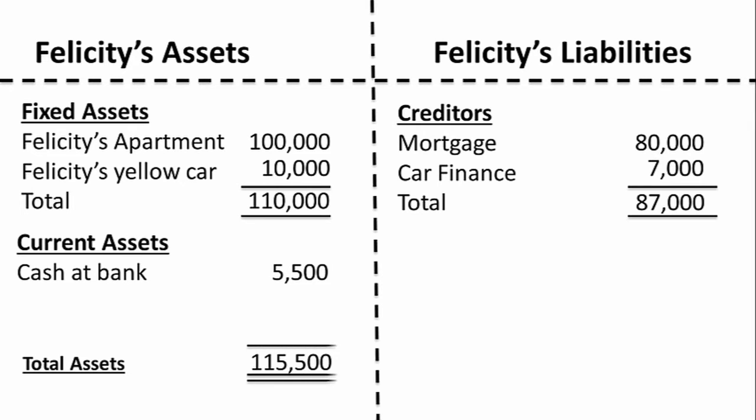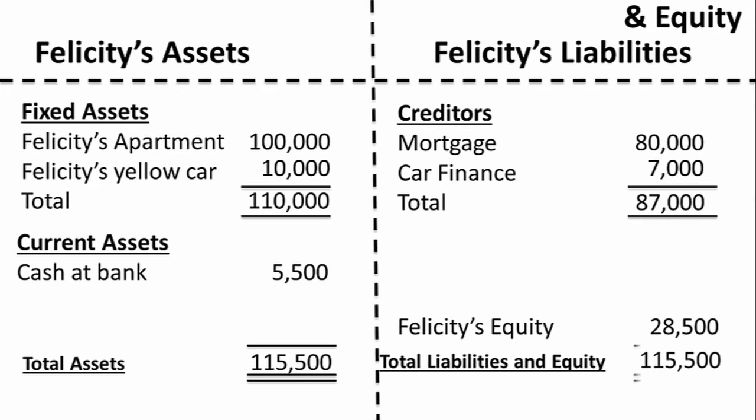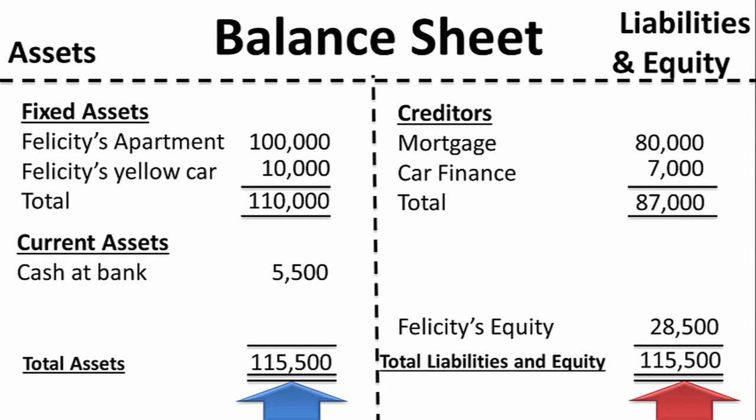This is known as a current asset because this figure is constantly changing and cannot be called fixed. The total assets less total liabilities equals Felicity's equity. As you can see, the total assets equal the total liabilities and equity. That is why this statement is called a balance sheet.